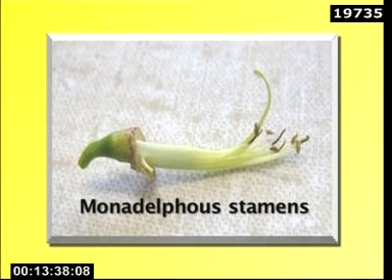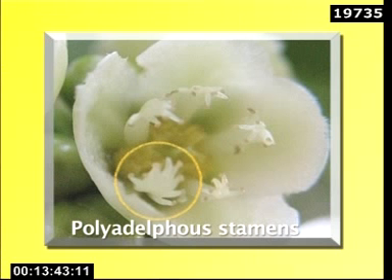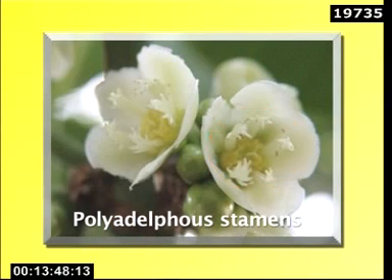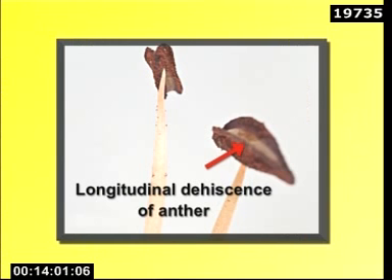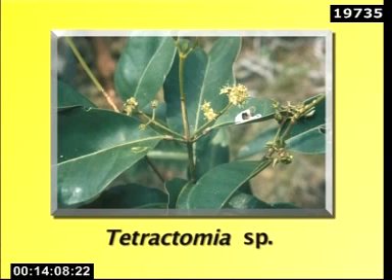Filaments are free or non-adelphous, or they are polydelphous, in which the stamens are united by the filaments into 3 or more sets or bundles. Anthers in family Rutaceae are dithecous, introrse and longitudinal in dehiscence. Stamens of the outer whorl are occasionally reduced to staminodes, as we can see in Tetractomia.